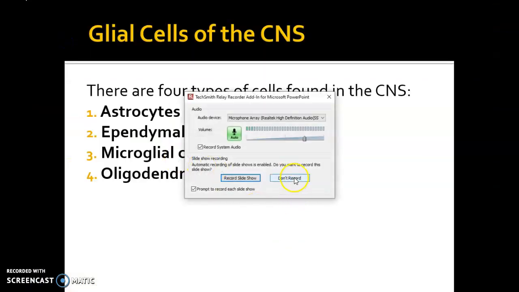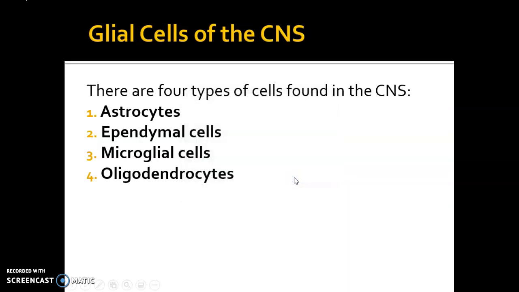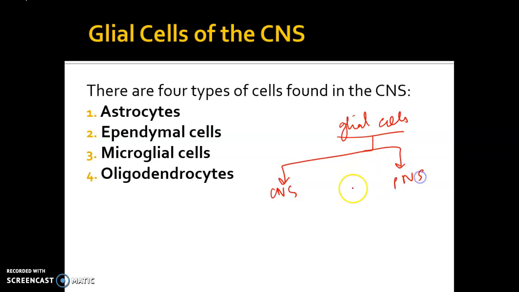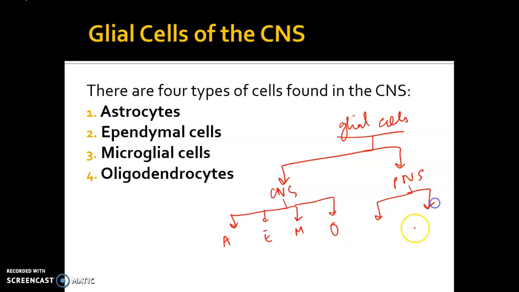Okay, class. So let's talk about the glial cells of the CNS. We have glial cells of the CNS and glial cells of the PNS, or peripheral nervous system. In the CNS, the glial cells are A, E, M, O, AMO. In the PNS, we have two types.